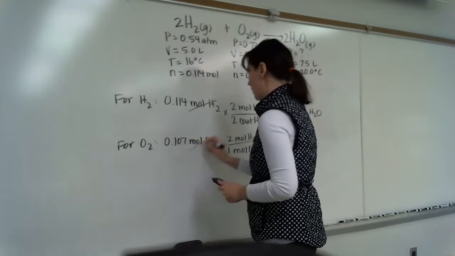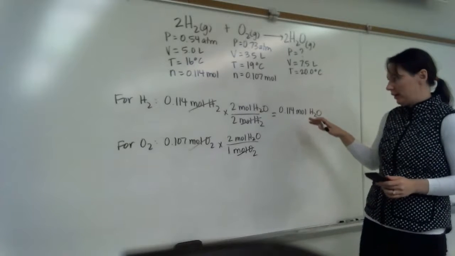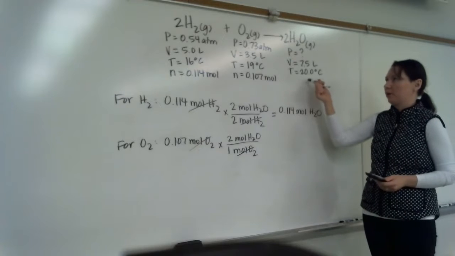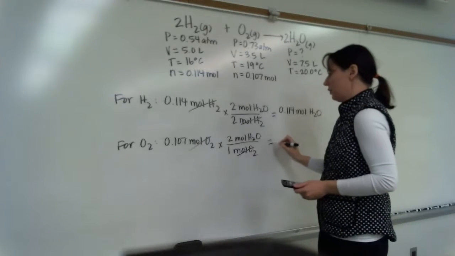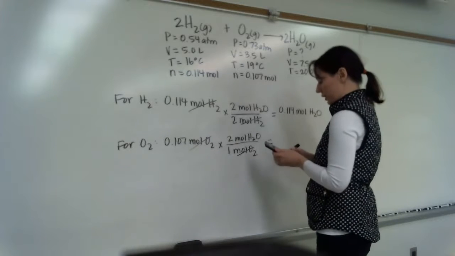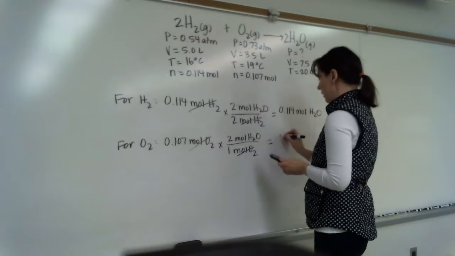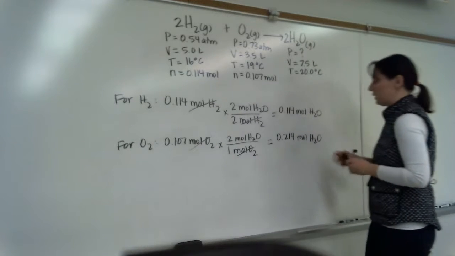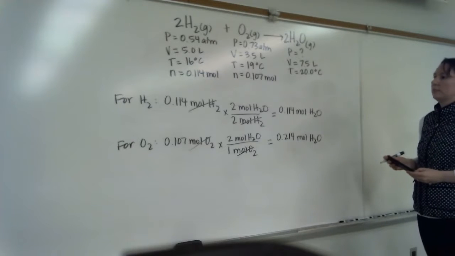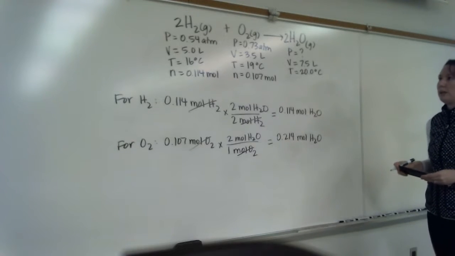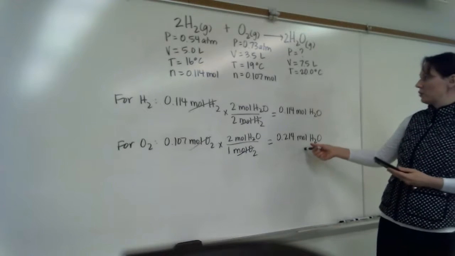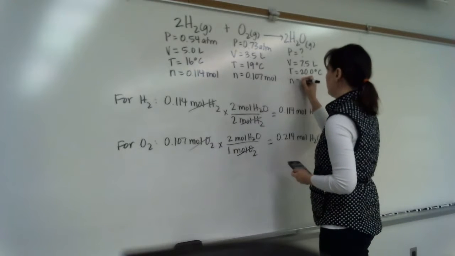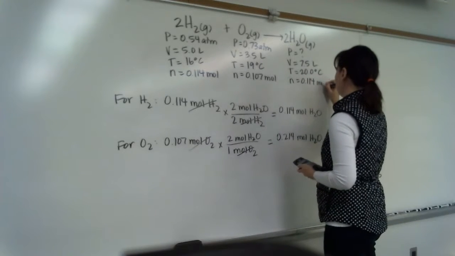I can't tell you the number of students who just out of habit go ahead and convert this to grams, right? But is that necessary? No, because you can't plug grams into ideal gas law. All right, so 0.107 times 2 gives me 0.214 moles H2O. So who's the limiting reagent? Hydrogen. Hydrogen would be the limiting reagent, which makes oxygen gas the excess reagent. So which one of these do I use? Hydrogen. Use this value. So N is equal to 0.114 moles.